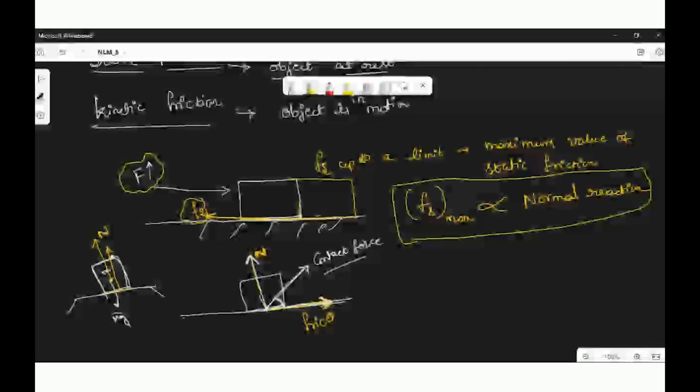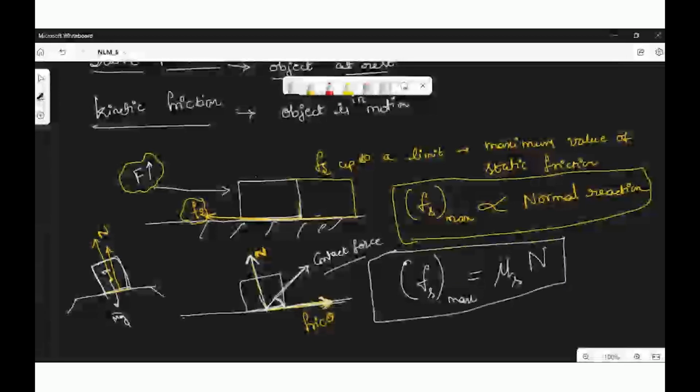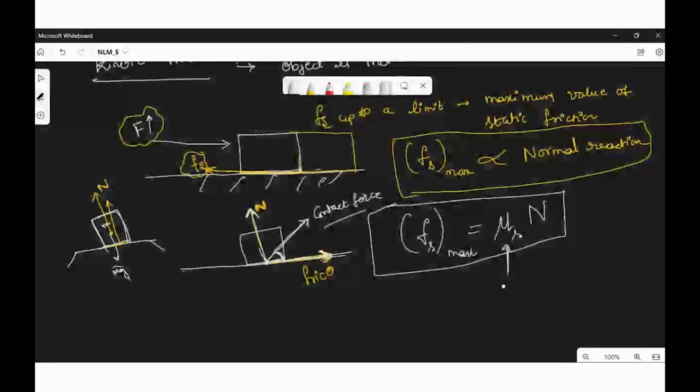Got it? So your Fs max is directly proportional to normal reaction. Whenever we have proportionality, what will we do? In order to put it in equality form, we introduce some constant. Here we write it as mu s into N, where this mu s is called the coefficient of static friction. And N is not Newton, N is normal reaction.